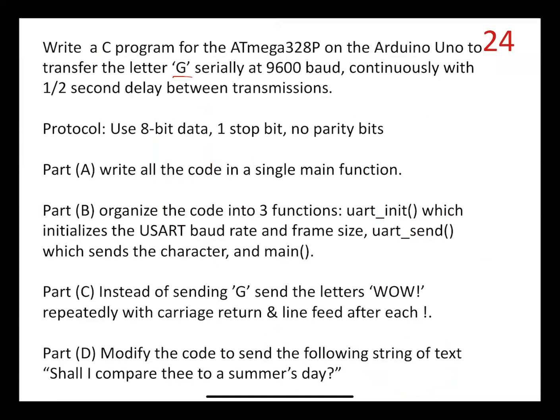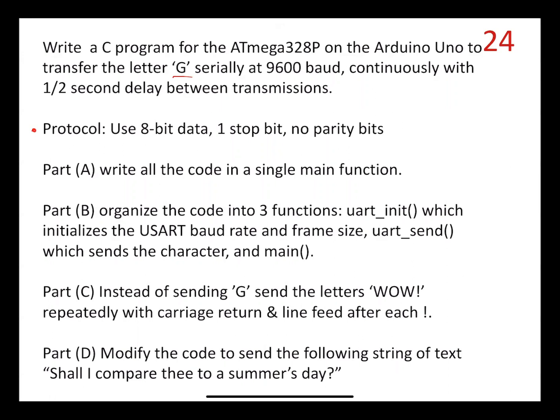Transmit the letter G serially at 9600 baud continuously with half-second delay between transmissions. Here's the protocol we want to use: 8-bit data, 1 stop bit, no parity bits. So what we're going to be doing is configuring the transmit side, and on the receive side, we're going to have to configure our serial terminal emulator to match that protocol.